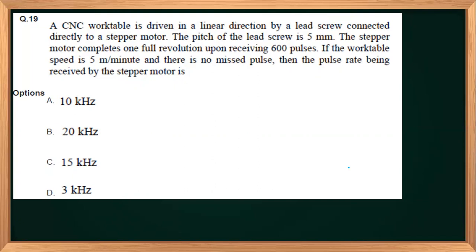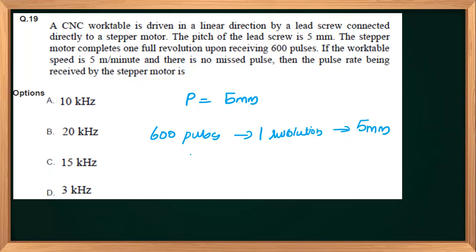That's all. The pitch of the lead screw will be equal to 5 mm. What is pitch? When one revolution happens, how much linear motion is happening? That's known as pitch. The stepper motor completes one full revolution in 600 pulses. In one revolution, how much will I move? Exactly, I will move the pitch, so 5 mm of motion will be happening.